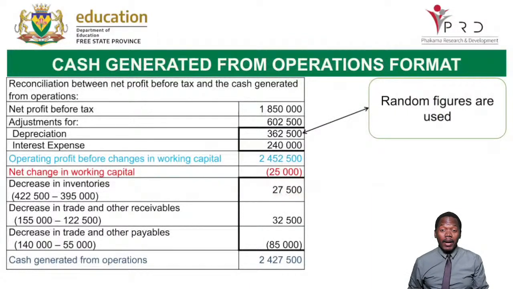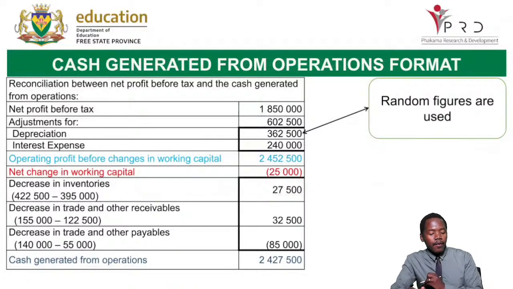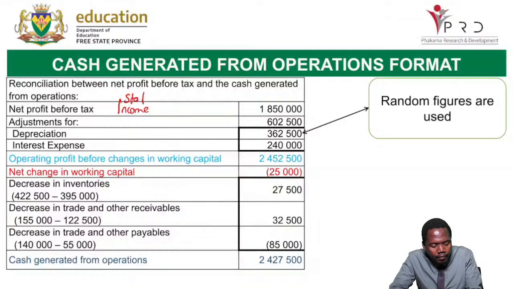Now, let us look at our notes now. The first one that I promised you we are going to tackle is the one for cash generated from operations. Now, how is the format looking like? If you can just check there, the first thing we need to take into account will be our net profit before tax. Where do we find this amount? We find it from our statement of comprehensive income.